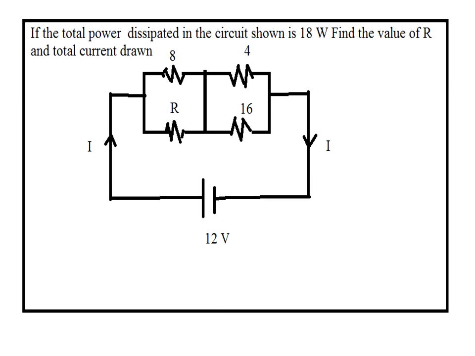Now, you can observe the circuit very clearly. There are two parallel circuits: 8 and R ohms is one parallel circuit, and 4 and 16 ohms resistances are connected in another parallel circuit. Second step, these two parallel circuits are connected again in series. Try to understand. So, what is the total power? 18 watts. What is the total current? I ampere. What is the total voltage? 12 volts.